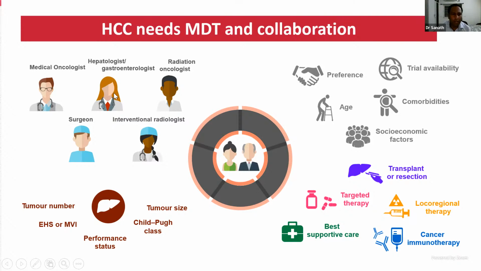One is the physician side, one is the patient side, and everything has to match. There should be a medical oncologist, surgeon, hepatologist, gastroenterologist, surgical gastro, radiation oncologist, interventional radiologist, and missing in this is the pathologist. Everyone should be there, and a transplant physician. On the patient side, we have preference, trial availability, comorbidities, age, socioeconomic factors, transplant, resection, targeted therapy, best supportive care, locoregional therapies, and cancer immunotherapies.